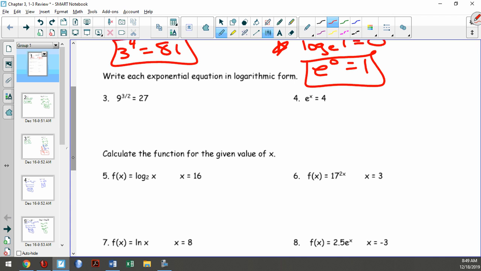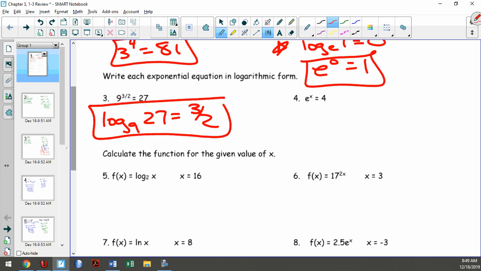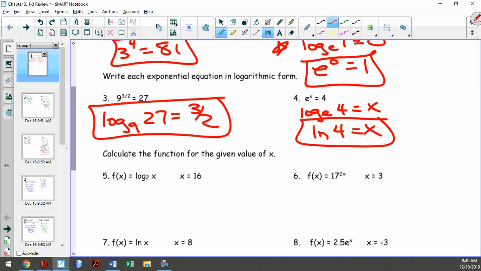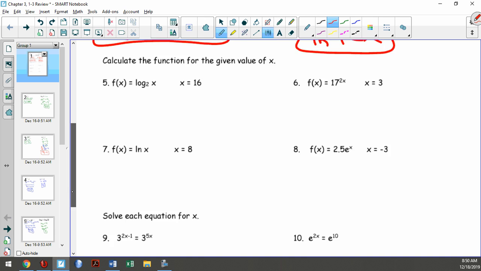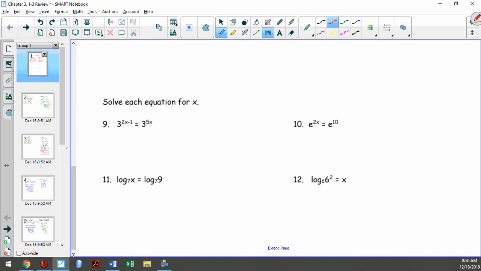Write each exponential equation in logarithmic form. Now I want you to give me the logarithm that matches that exponential. So log base 9 of 27 is equal to 3 over 2 is correct. What about number 4? Log base e of 4 is equal to x, so that's the natural log of 4 is equal to x. Do we understand that, yes or no? Can you do it? Any questions? You have one problem like that. The next thing, we already did those problems yesterday.